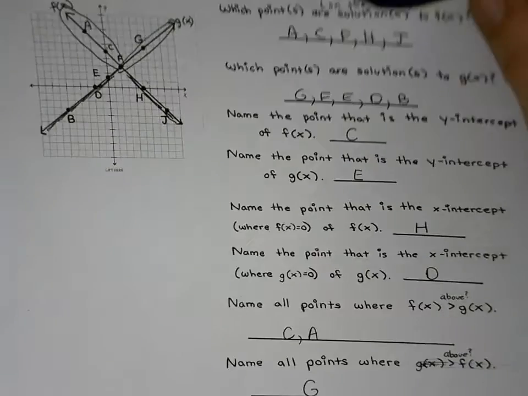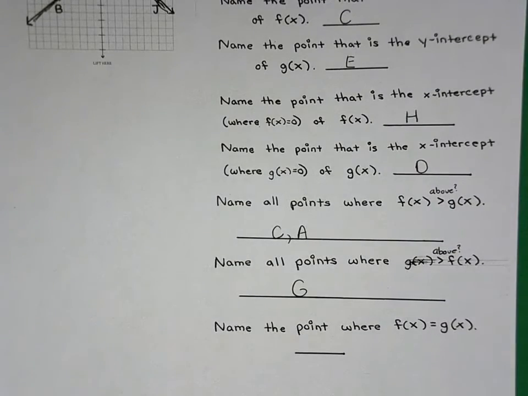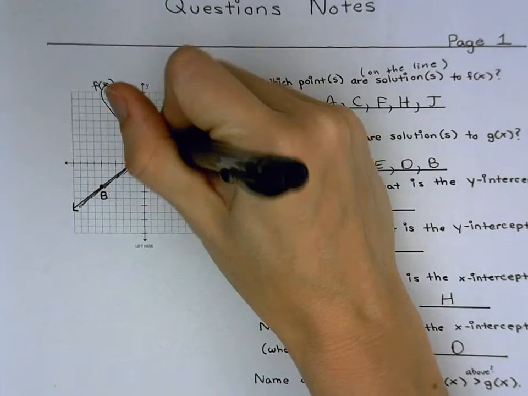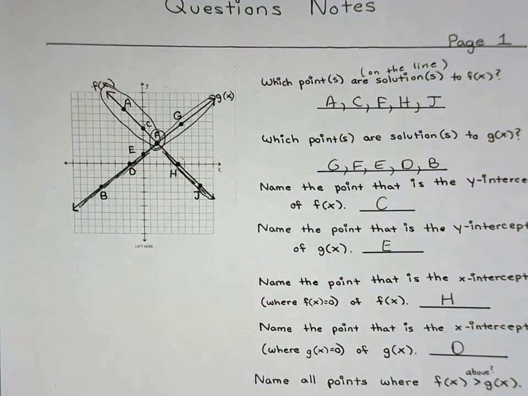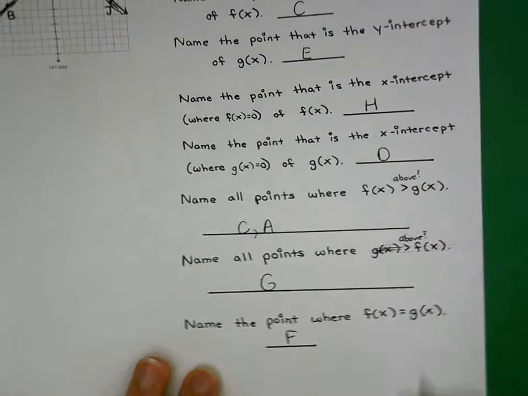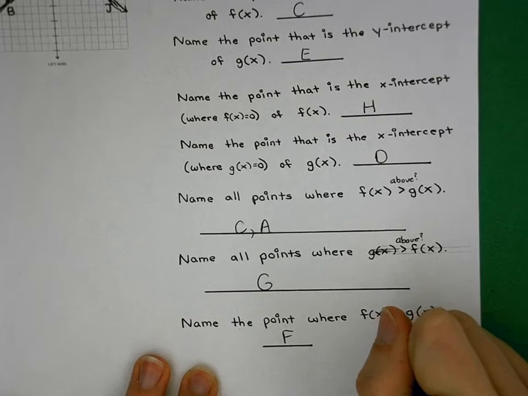Last question here. Name the point where f of x equals g of x. This is a review back from the very beginning of this unit, which is for two equations to equal. To find that point where the two equations equal, it means that it's where the two graphs touch. Right, so when I'm looking at this graph here, my two lines, I should say, intersect here at F. And so F is the point where f of x equals g of x. We're looking here for our intersection.